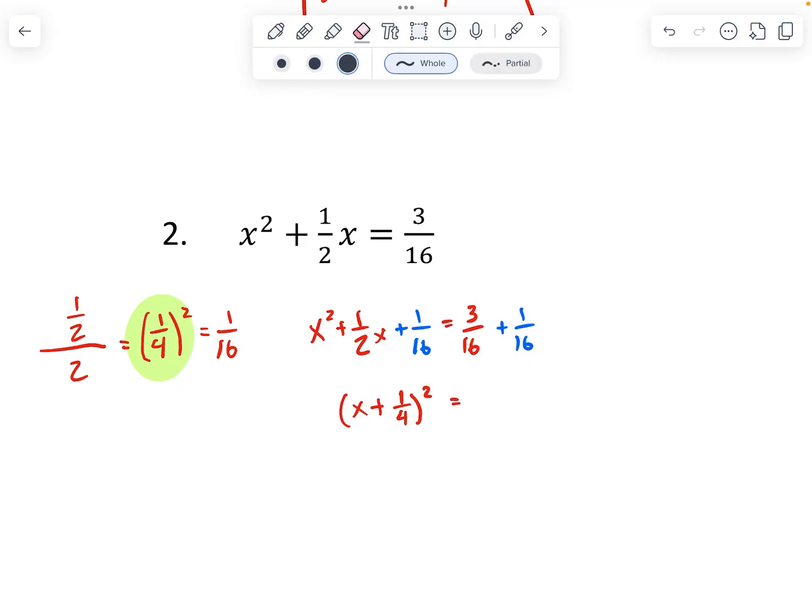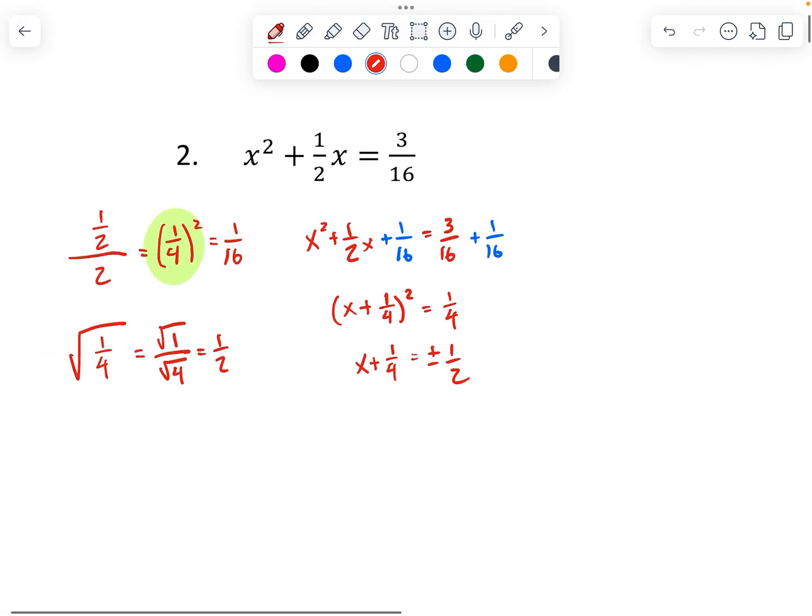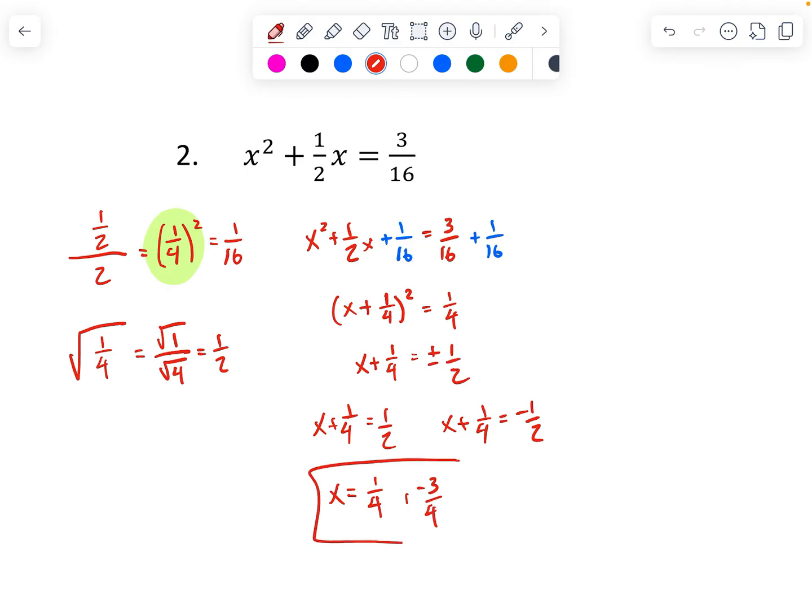And 4 over 16 simplifies to 1 over 4. Square root both sides. The square root of 1 over 4 is the same thing as 1 over the square root of 4, which is a half. So x plus 1 over 4 is plus or minus 1/2. So x plus 1 over 4 is 1/2, and x plus 1 over 4 is negative 1/2. So x is equal to 1 over 4, and negative 1/2 minus 1/4 is negative 3 over 4. Right, so those are your answers.